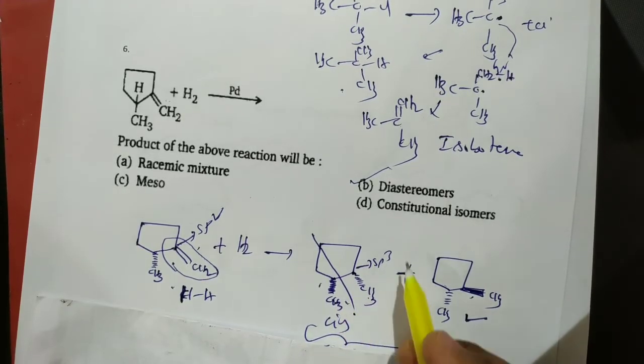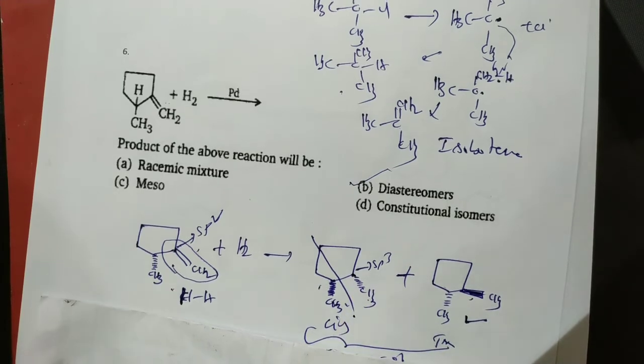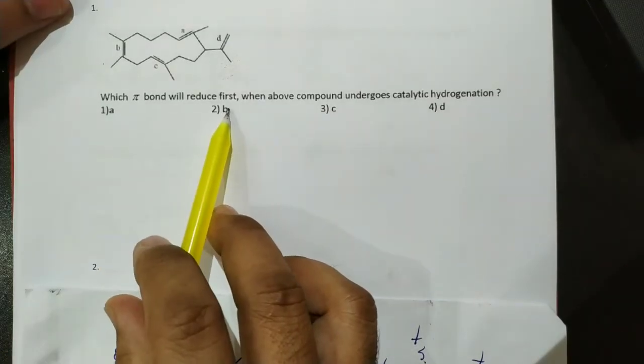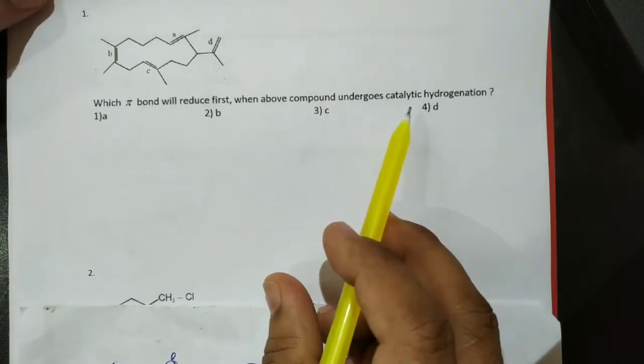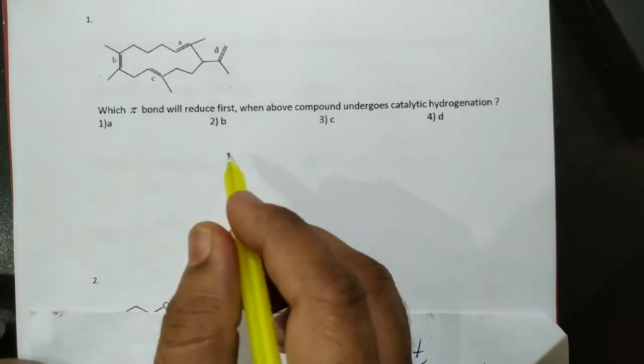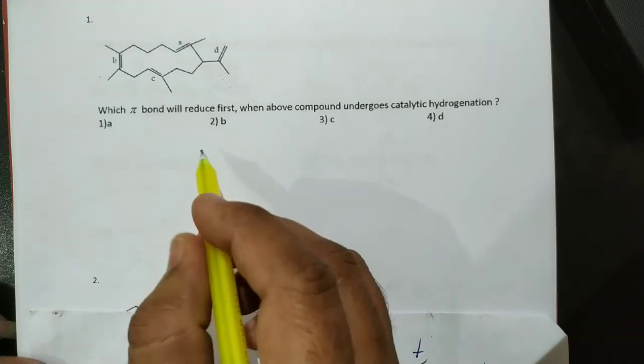The relation between these two are the diastereomers. That's it. Now next, which pi bond will reduce first when the above compound undergoes catalytic hydrogenation reaction? Actually, in catalytic hydrogenation reaction, which are more reactive?